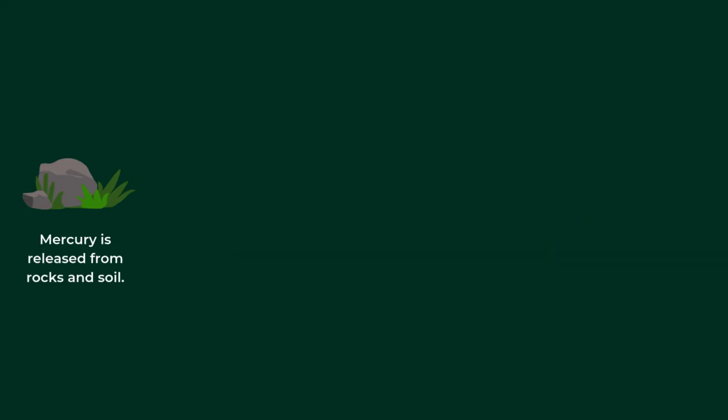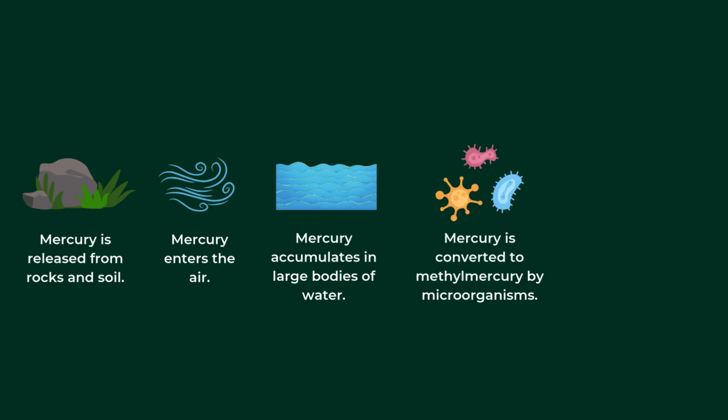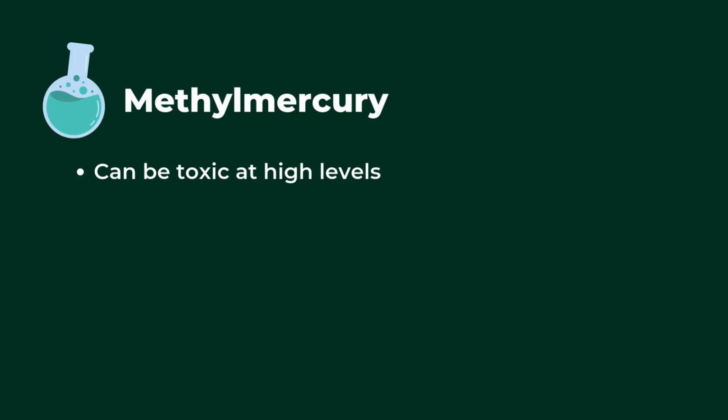When mercury is released from rocks in soil, it enters the air and typically accumulates in large bodies of water. From there, microorganisms in these bodies of water convert the mercury into methylmercury, which builds up in fish. This methylmercury can make its way to humans through the food chain in these fish and other animals. At high levels, methylmercury can be toxic and can cause what's commonly known as mercury poisoning.